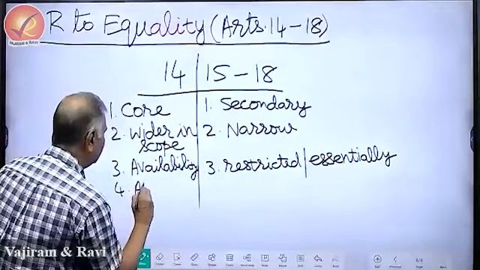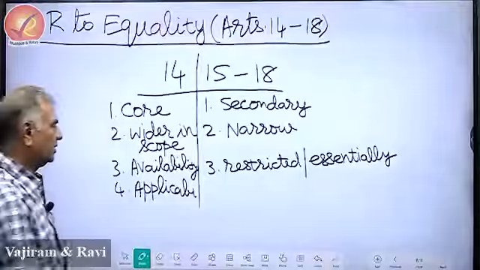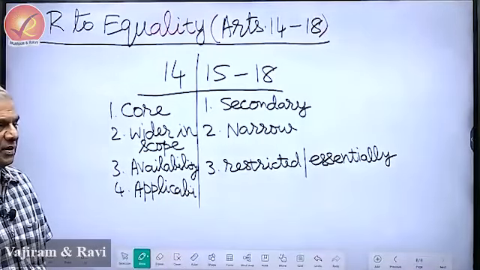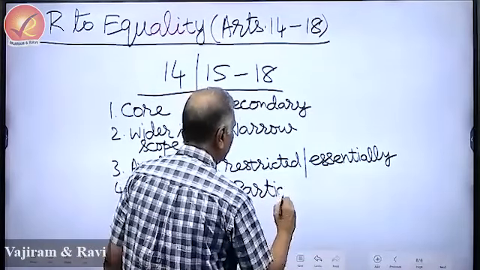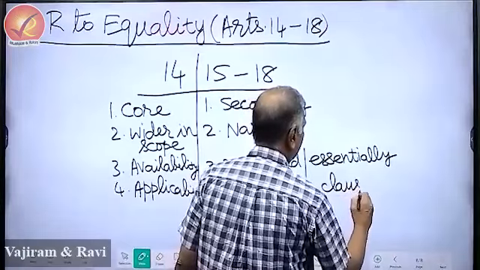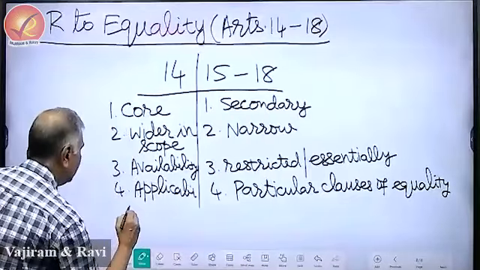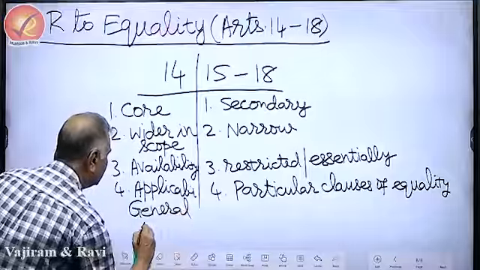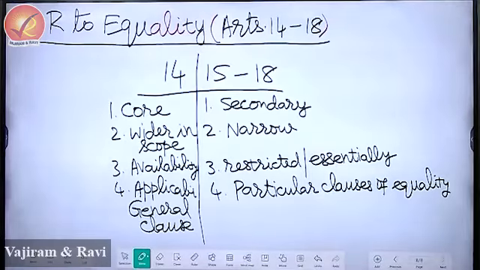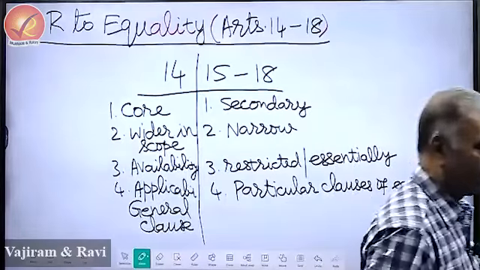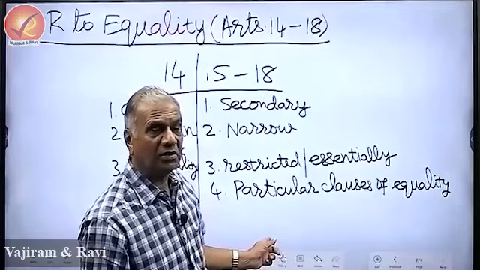Then, Article 14 is also wider in terms of applicability, whereas these are particular classes of equality. Article 14 is the general class of equality. So why are Articles 15 to 18 called particular classes of equality?